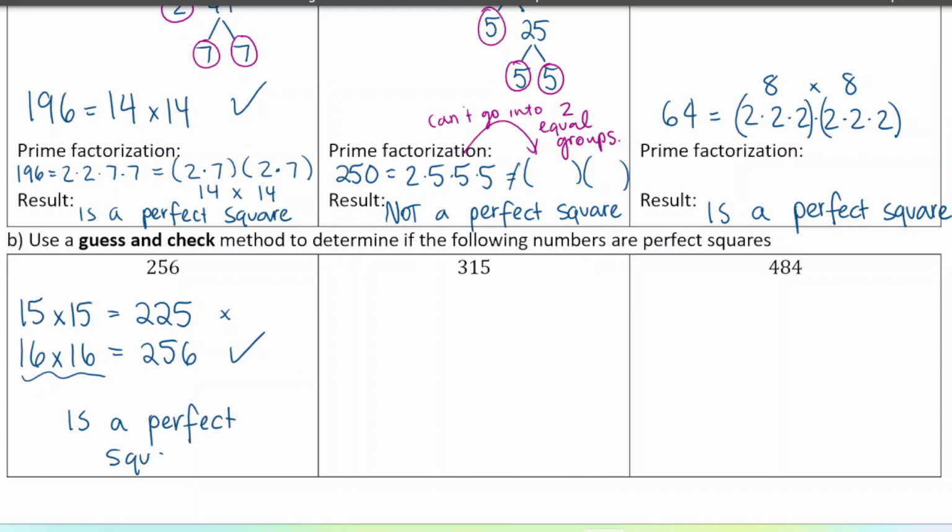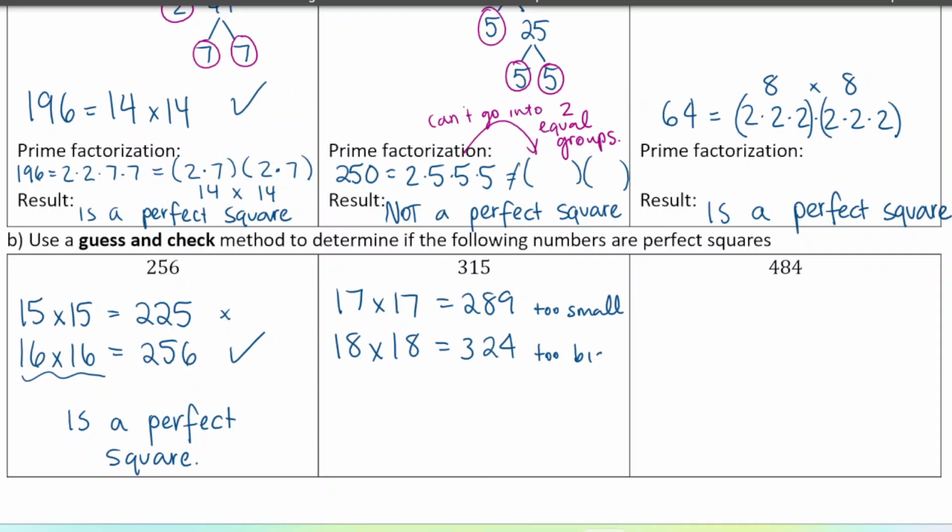The guess and check method can be a little faster. 315, let's try and get 315. I already know 16 times 16 is 256. Let's try 17 times 17. That's 289. No, too small. Let's try 18 times 18. You get 324, too big. There's nothing in between 17 times 17 and 18 times 18. So 315 is not a perfect square because I can't write it as a product of two identical numbers.